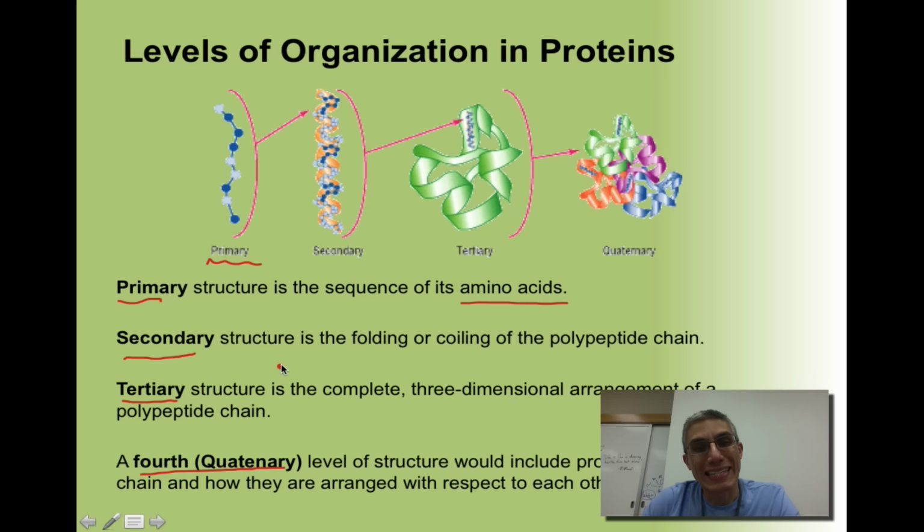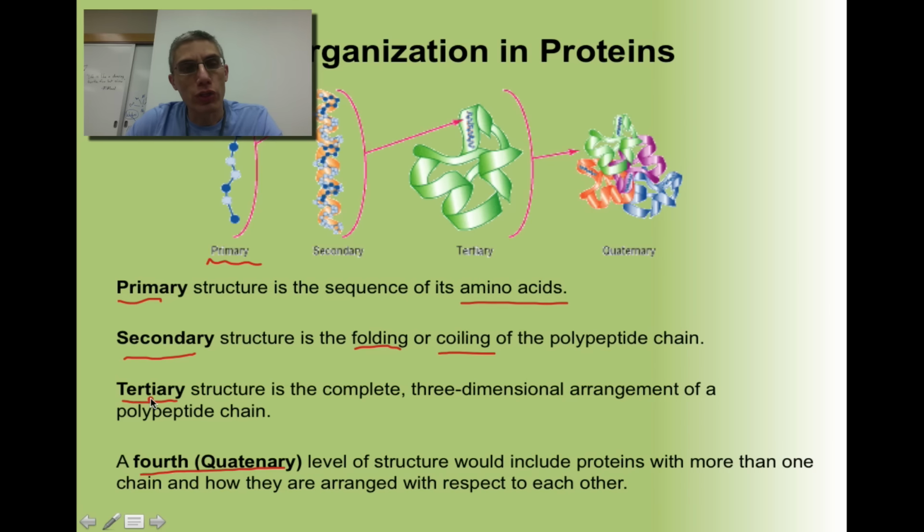Now the secondary structure is how the particular chain of amino acids is going to fold or coil together. If you notice, it's kind of twisted here for this secondary structure. That is a second thing that scientists would look at to classify that protein.